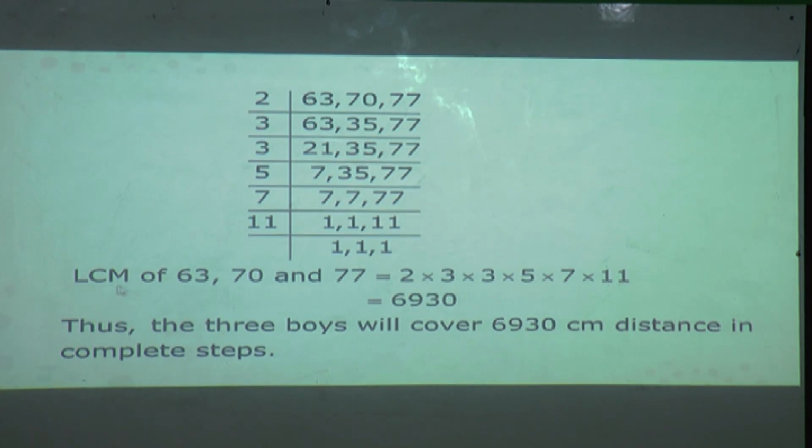So the LCM of 63, 70 and 77, we have to multiply all the prime factors. 2 into 3 into 3 into 5 into 7 into 11. We got 6930. Therefore, the 3 boys will cover 6930 centimeter distance in complete steps.